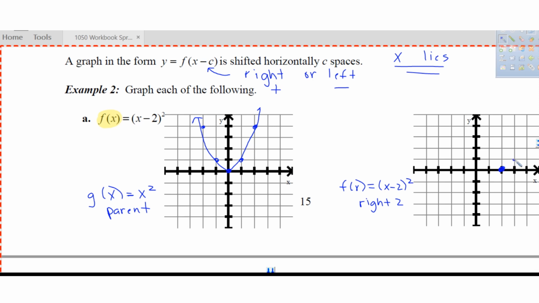And my stretch is normal. Right one up one, left one up one, right 2 up 4, left 2 up 4. Draw in your graph. There you go. Done. Isn't this easy? Yeah.